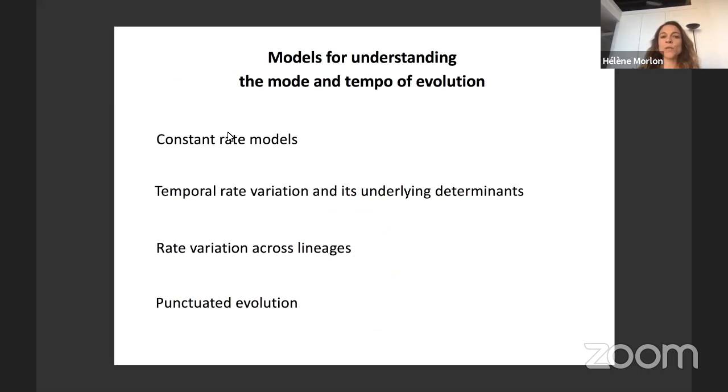So I'm first going to present the case of constant rate models, so the easy models that give an idea of the general principle of these modeling approaches. And then I will go in more detail about how we go about modeling temporal rate variation and its underlying determinants, rate variation across lineages, and models with punctuated evolution.